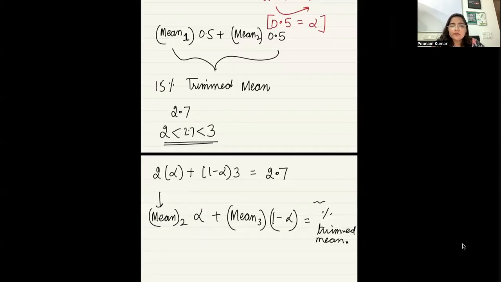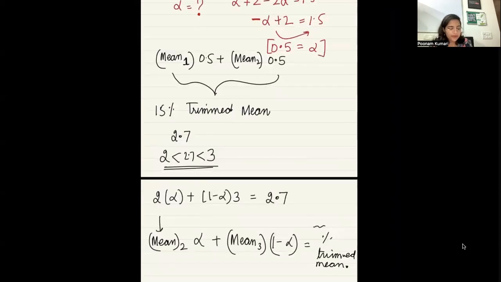If we multiply that mean 2 by 1 minus alpha and mean 3 by alpha, then we'll get a different answer? You will not get a different answer, but you will then have to flip this. So if you want to use 1 minus alpha here, use 1 minus alpha here also. Whatever you are using here, you have to follow the same thing.